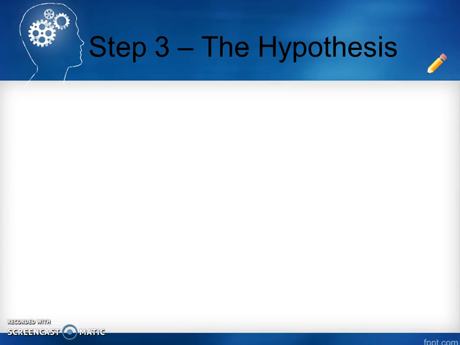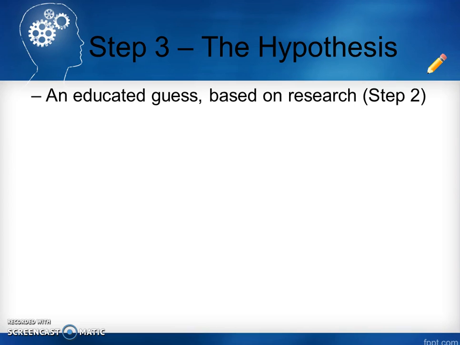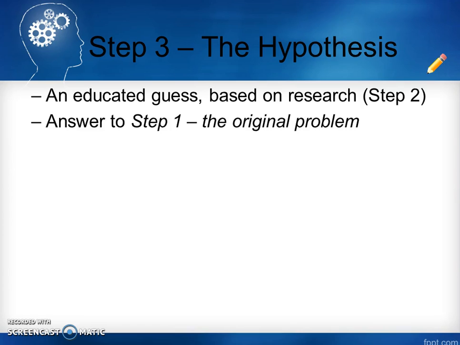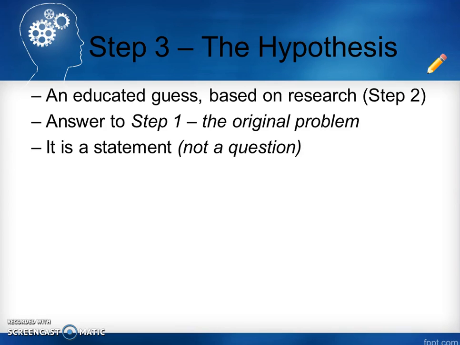So step 3 is the hypothesis. Now you'll notice you have a fair bit of space to jot down some notes here. So the hypothesis is an educated guess. Educated because you spent a fair bit of time in step 2 researching your problem. It's an answer to the problem, the original problem you came up with. Hypothesis is a statement. It's not a question. You've kind of figured it out.